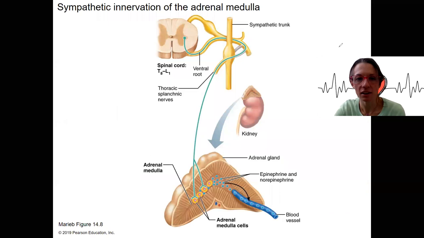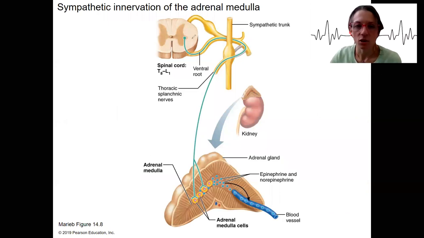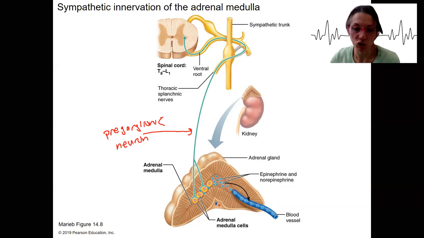Instead, it looks something like this. Remember this? So the preganglionic neuron is this one here. We've reviewed this semester already as well. There is no postganglionic neuron other than these modified ganglion cells that are part of the adrenal medulla. So instead of having another neuron, these are modified cells that release norepinephrine and epinephrine into the bloodstream. These are going to be hormones because they're traveling in the bloodstream. Released from this neuron is ACh binding to a nicotinic receptor.